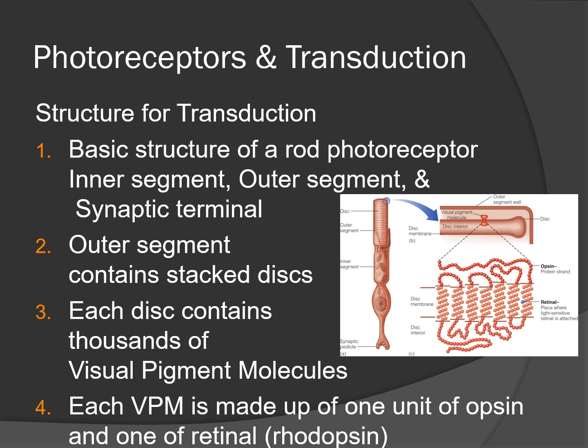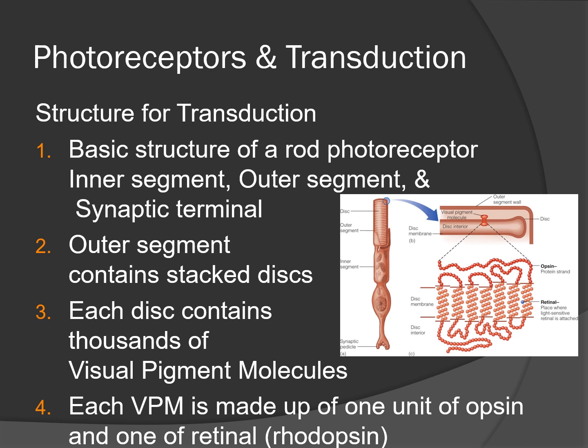And then on the other side, we get to the inner segment where we have our soma, the cell body, and our synaptic terminal, or synaptic peduncle, basically where the synapse is and where we're going to communicate to those horizontal cells and to the bipolar cells. So we're looking at that outer segment. This outer segment contains these stacked discs.